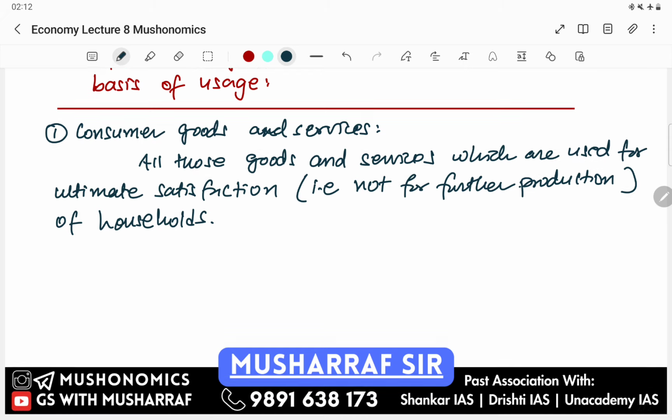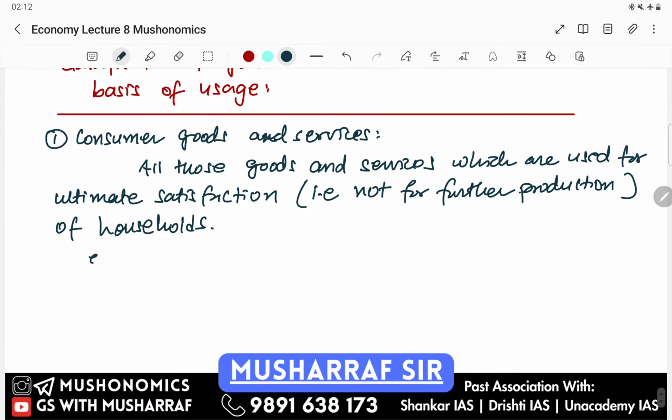Now let's understand through an example. If I purchase a car for self-use, I'm going to office, I'm going to college, school or something like that. So I have purchased a car and I'm using that car for my personal use, self-use, right? That will be a consumer good.